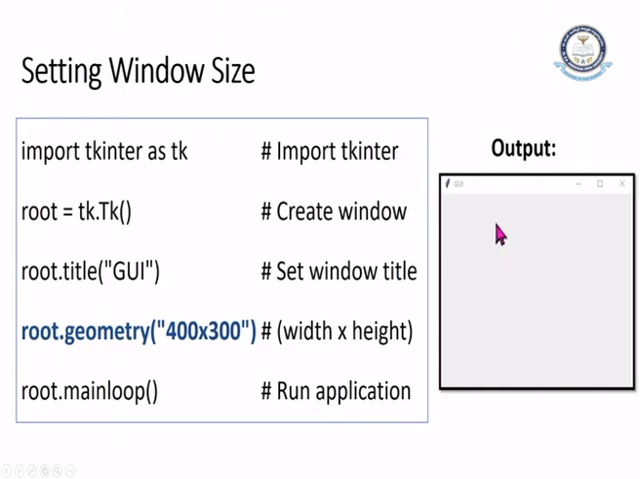Next important property is I want to set the window size also. For that we have one more method, the method name is geometry, and it has some values. Observe here, 400 into 300. The meaning of this 400 and 300 is in terms of pixels: 400 pixels width and 300 pixels height. So, with the help of this geometry method we can set the size also. After setting the size, try to execute the same code once again, then you will get this type of output. With the help of this, as per your requirement, you can change the size of that window.